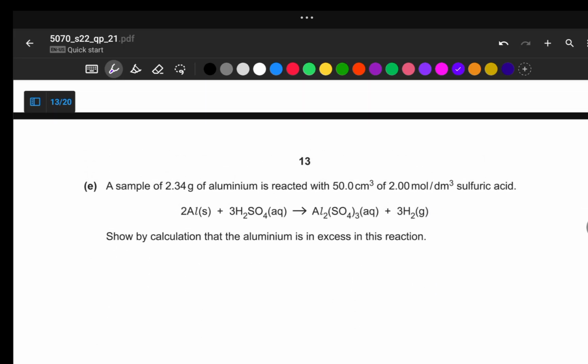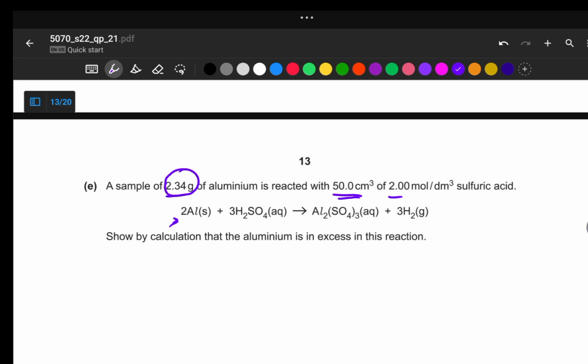Number E says a sample of 2.34 grams of aluminium is reacted with 50 cubic centimeters of 2 moles per cubic decimeter of sulfuric acid. So they react according to this chemical equation. Show by calculation that aluminium is in excess in this reaction. So we want to find the amount of aluminium that reacted, and then we subtract from the amount we originally have, right, of aluminium.